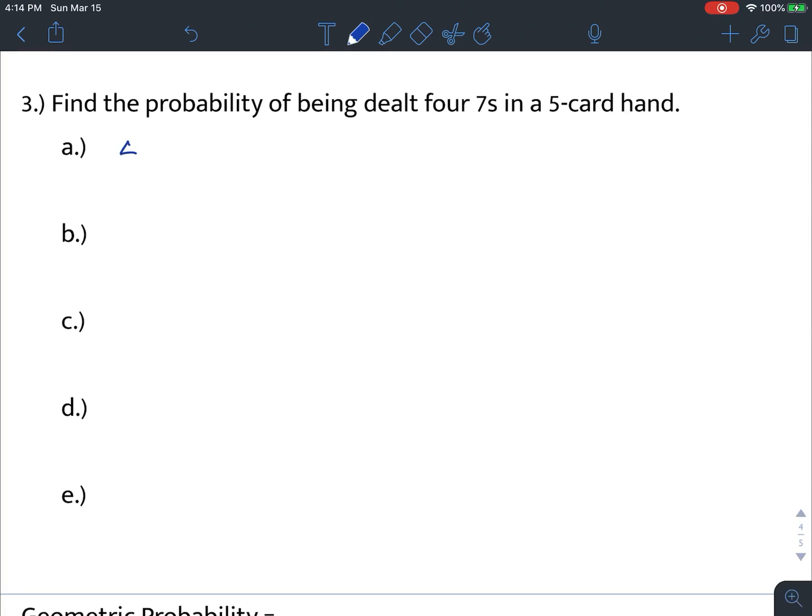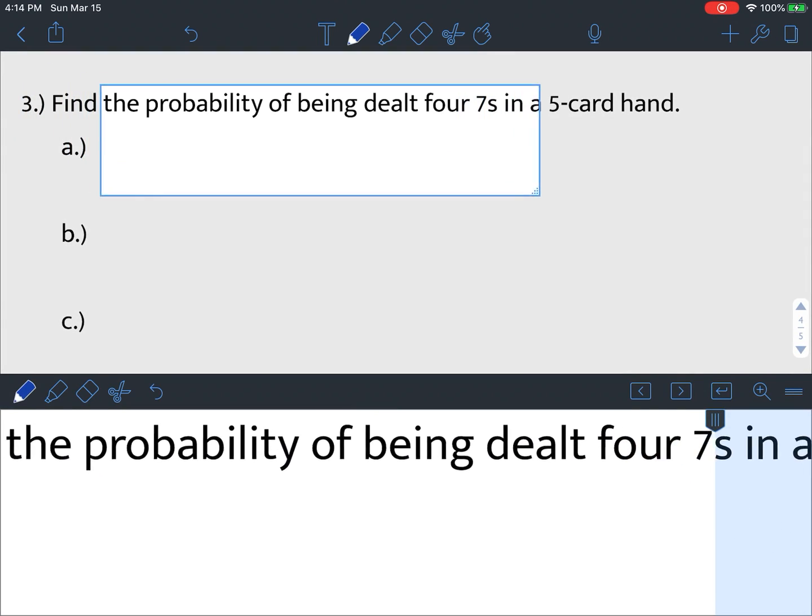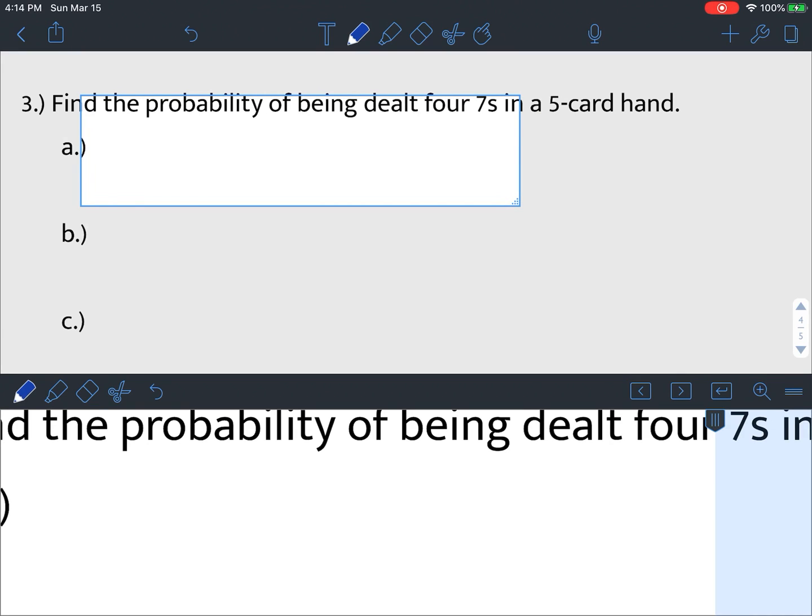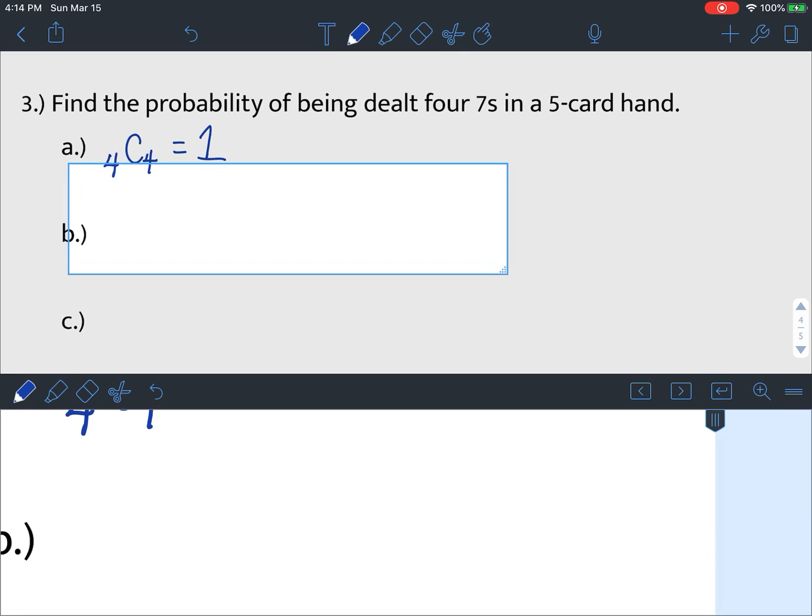So first, we're going to get the number of ways you can get 4 out of 4 7s. So to get all of the 7s, that's going to be 4C4, which if you type that in the calculator, you're going to find that that's 1, because there's only one way you can get all the 4s, right? Oh my goodness, I keep typing this in wrong. There we go. 4C4 is 1. I just need to double check.